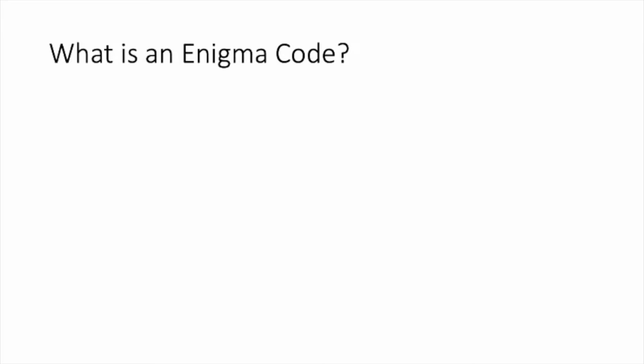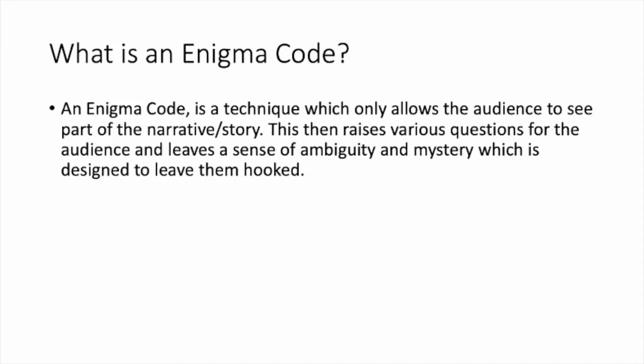So what is an Enigma code? I've spoken to you about action codes. The next thing I'm going to talk to you about is an Enigma code. I may have mentioned this in lessons previously, just touched on it very lightly, but now I'm going to go into it in a little bit more detail. An Enigma code is a narrative technique which only allows the audience to see part of the story, part of the narrative. It is designed to raise questions for the audience and leave a sense of mystery, a sense of ambiguity, which is designed to leave them hooked.